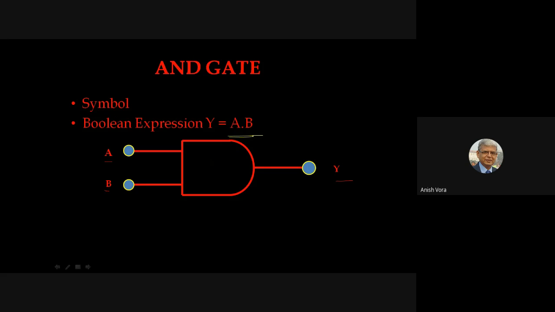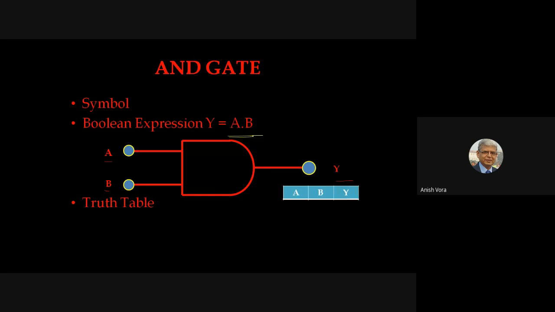What is the characteristic of the AND gate? From AND you can understand: A and B, A dot B. So only when both inputs are high will the output be high. When both the inputs are at high level, 1 1, at that time only we have output, right? That is the characteristic of the AND gate, and that is indicated in the truth table.